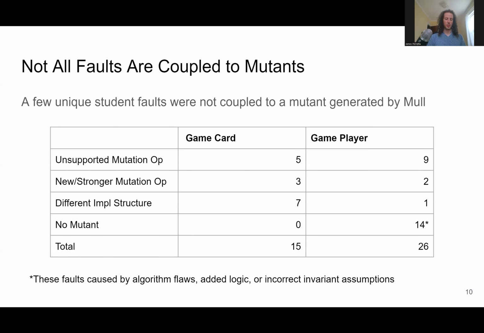Out of hundreds of assignment submissions, we found only a fairly small number of unique not mutant coupled faults. About a third of these faults would have been coupled to a mutant generated with a mutation operator supported by a different mutation testing tool, but not by MUL. A few more would require a new or stronger mutation operator. Almost half of the game card faults would be coupled to a mutant generated with an existing mutation operator, but from a different implementation. And almost half of the game player faults can't be coupled to a mutant at all because of some fundamental flaw in the algorithm students chose, added logic, or incorrect assumptions about the invariance of the specification that they were to implement.